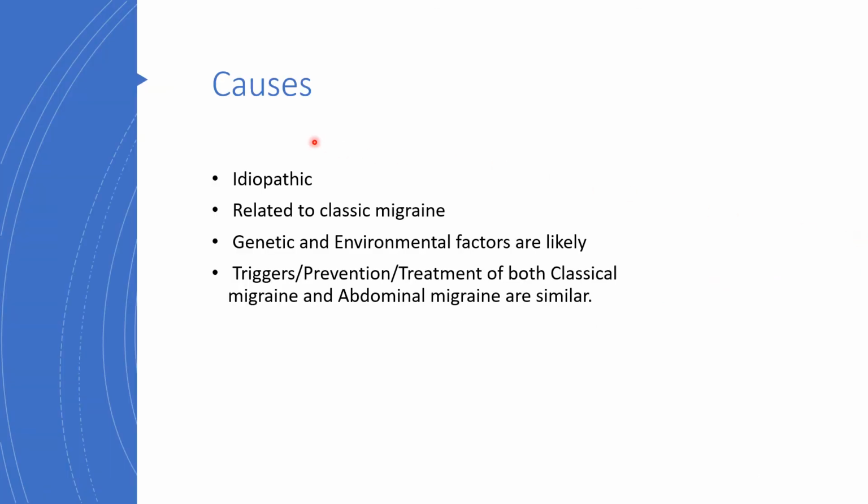Now, what are the possible causes of this pain? It is idiopathic, it is unknown. In medicine, we have somewhere to hide when we don't know the cause. We give it another nomenclature called idiopathic. Mostly related to classic migraine. It is genetic and environmental factors in origin. Triggers and prevention and treatment of both classic migraine and abdominal migraine are similar.